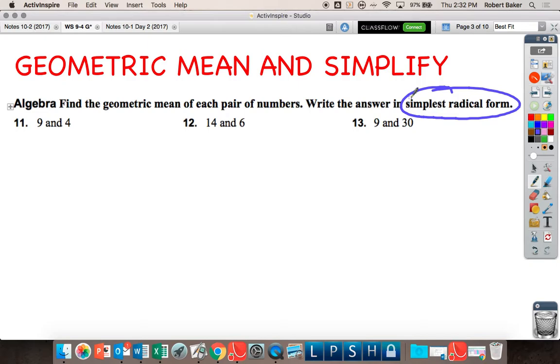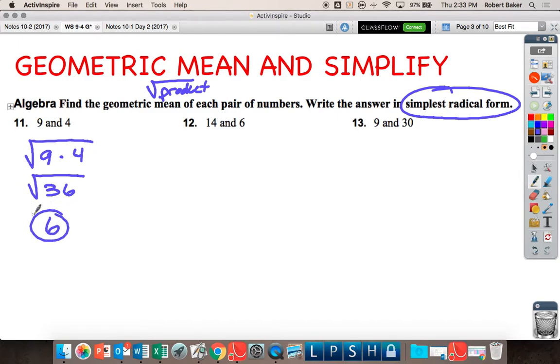Okay. So a geometric mean is the square root of the product. So we need to find the geometric mean of 9 times 4. 9 times 4 is 36. And the square root of 36 is 6. Not bad. Whole number. You're welcome. But what about the geometric mean of 14 and 6? So 14 times 6, 84.